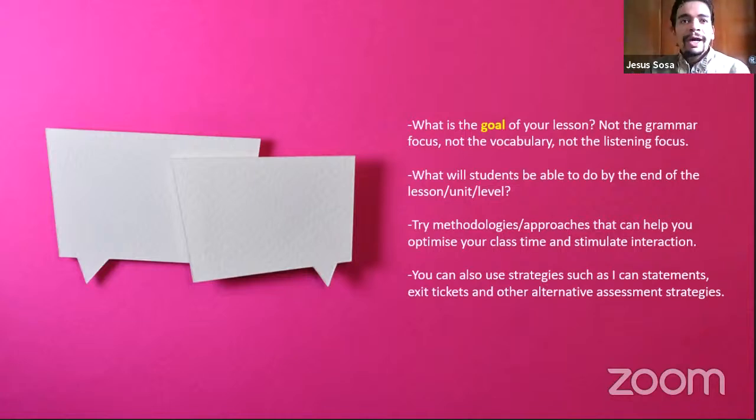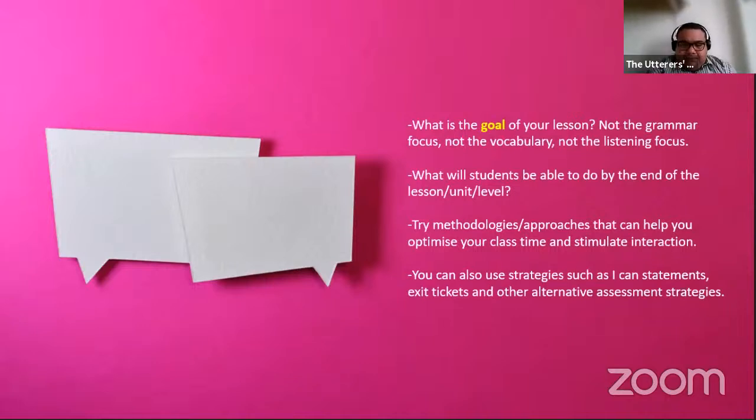Like today, we're going to learn how to give and receive advice. Today, we're going to learn how to gossip. Today, we're going to learn how to behave in a restaurant. Today, we're going to learn how to introduce people or how to introduce ourselves. Those final goals are going to help you define and see how your class is going to go. Also, take into consideration what students will be able to do by the end of that lesson or that unit or that level. That goes again with the goal that you might have, because that is going to help you have clear sessions with them.